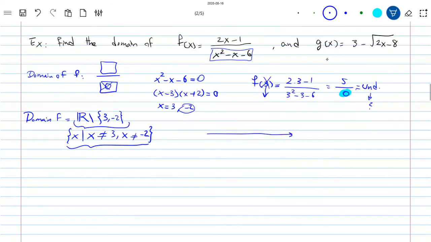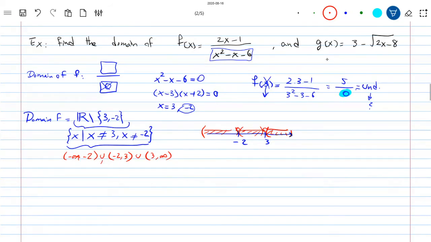You say, okay, here's the number line. -2, 3. These 2 points are not acceptable, so I'll consider them open circles. Everywhere else, totally fine. I can accept any number here, any number here, any number in this section. So how do you write this interval? From -infinity to -2, union from -2 to 3, union from 3 to positive infinity. I only excluded these 2 points, -2 and 3.